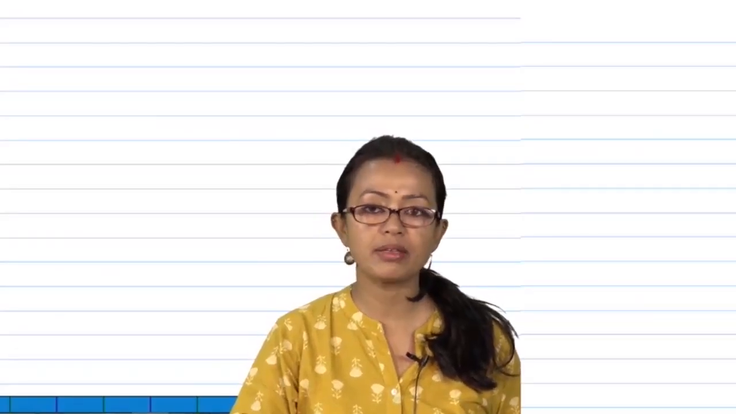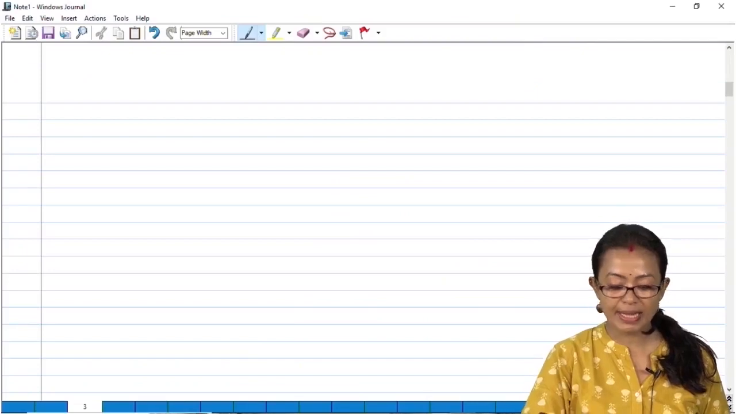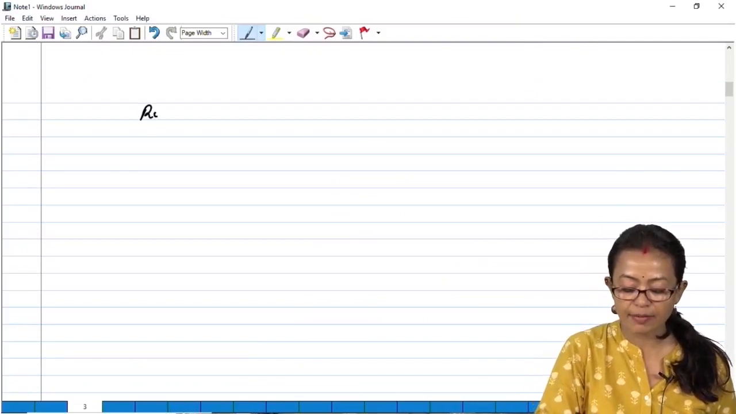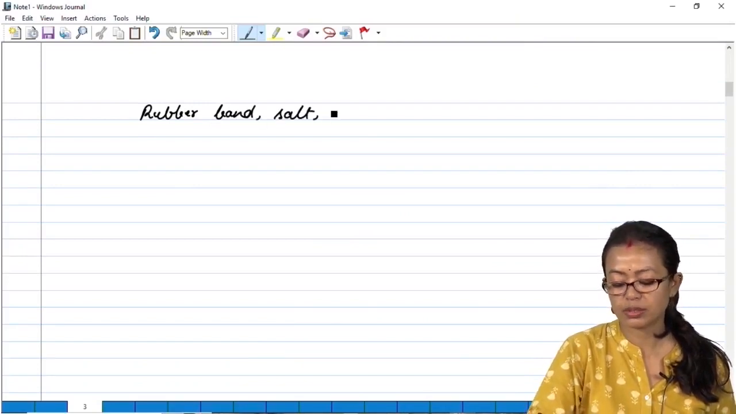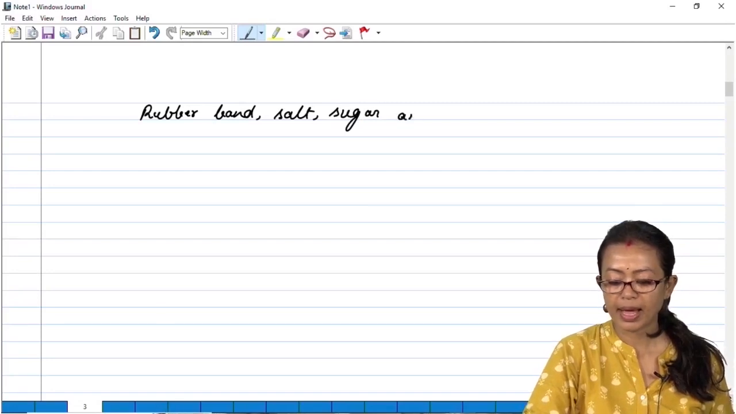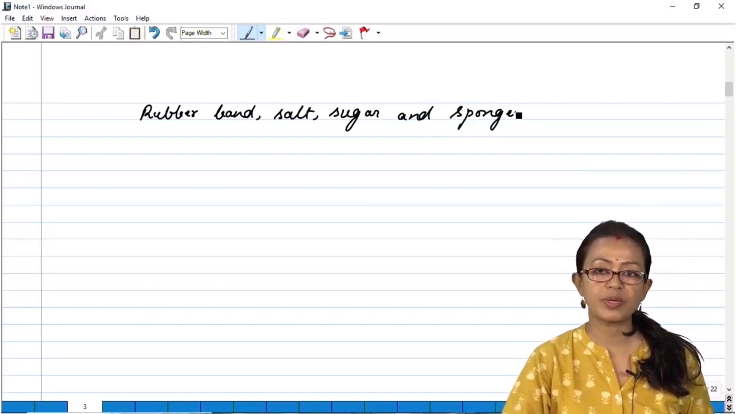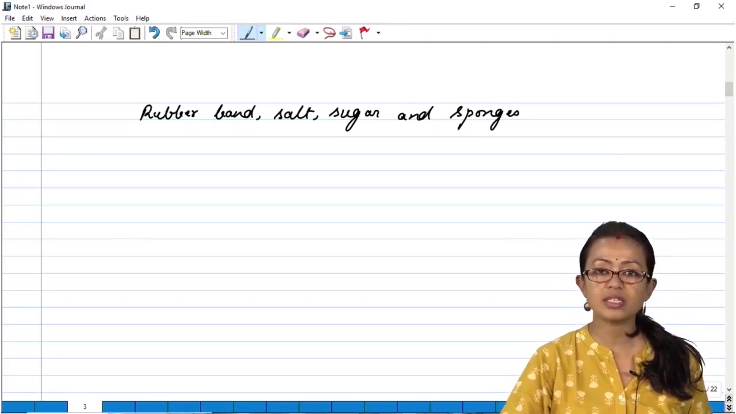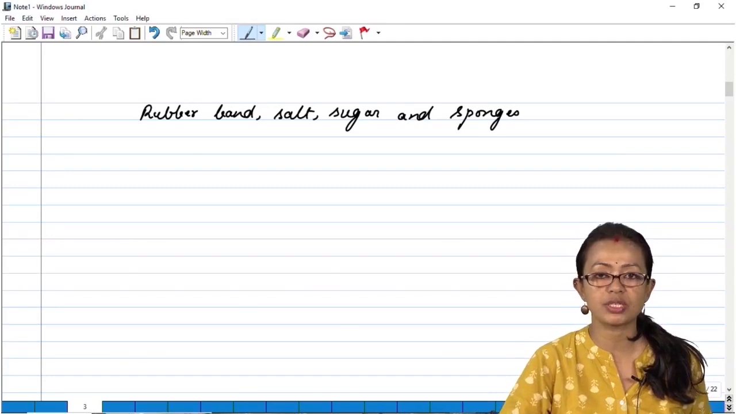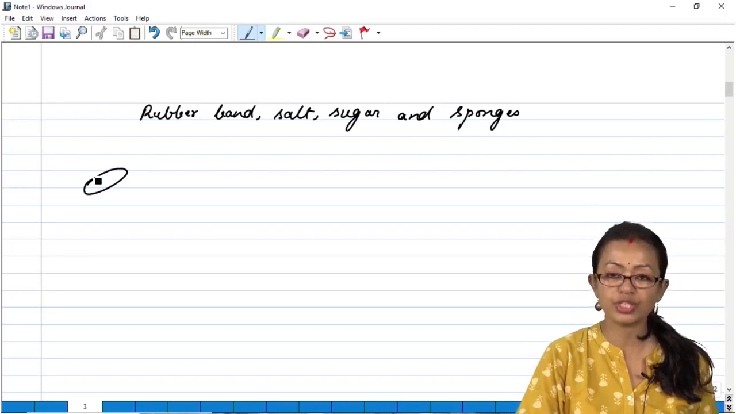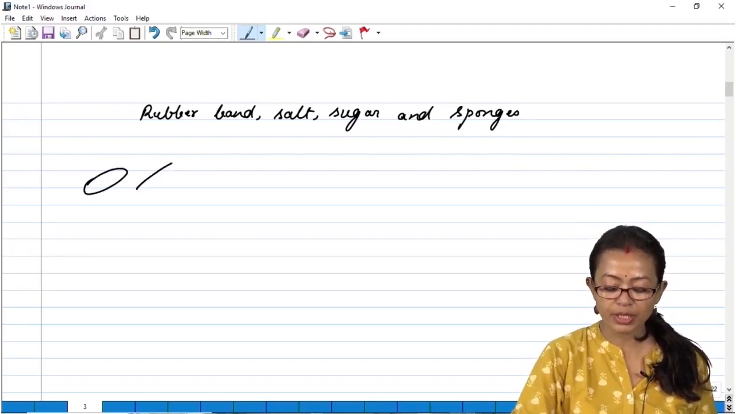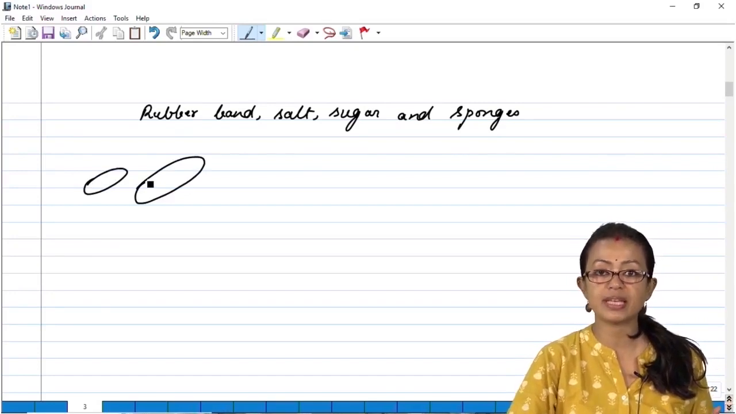Now, if we have to explain the properties of solid, let us take some examples. For instance, a rubber band, maybe salt, sugar, and maybe a sponge. So these are some of the solids that we are taking. Now, each of these solids is very different from one another. In case of a rubber band, if I exert pressure on it, if I stretch it, we find that it stretches to quite an extent. If this is the original size, then when I exert pressure, it elongates, changing its shape and size.